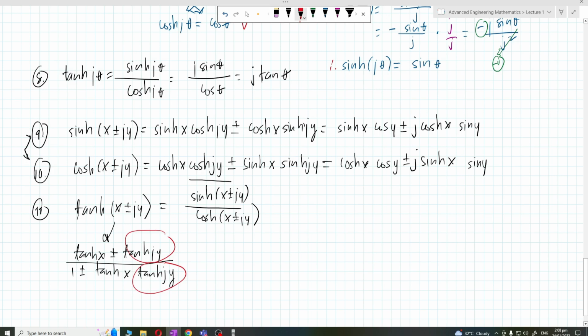So yun lang guys yung pagkuha ng hyperbolic function ng complex numbers. Okay, any question?